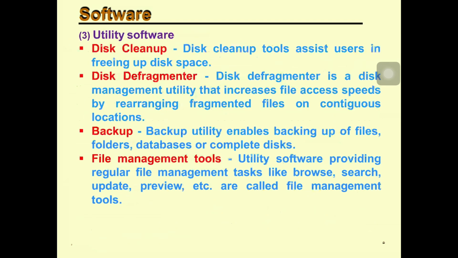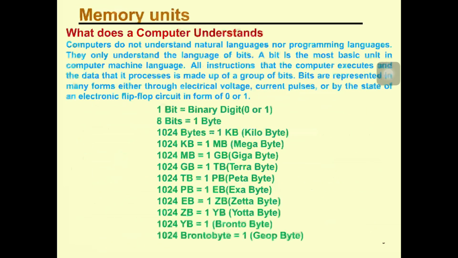Now the next utility software is disk cleanup, which is used to assist the user in freeing up disk space. Next is the disk defragmenter, which is a disk management utility used for the partition of the disk. Now the backup utility, which saves our data for future use. File management tools are used to browse, search or update our files.